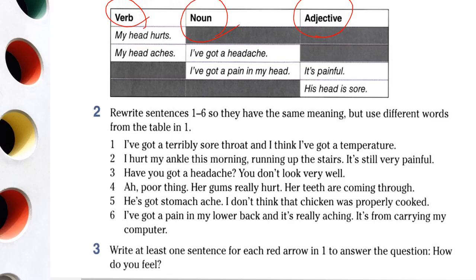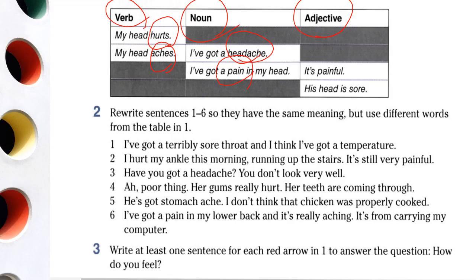Okay, let's take the word hurts. Hurts is a verb which means something related to pain. We also have aches. So we have hurts and aches. Those are verbs which we can use in order to express pain. So let's move to the next column. We have headache and we have the word pain. So headache and pain are nouns, and they are also used in order to express pain.